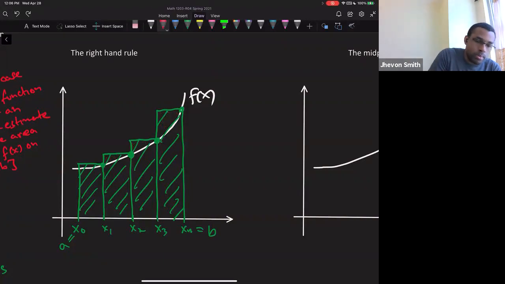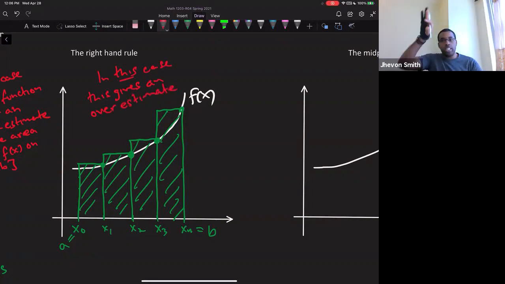So in this case, this gives an overestimate, right? Because the function is increasing. So if you use the right side, you're always going to be a little bit bigger than the left side. And so you get an overestimate.